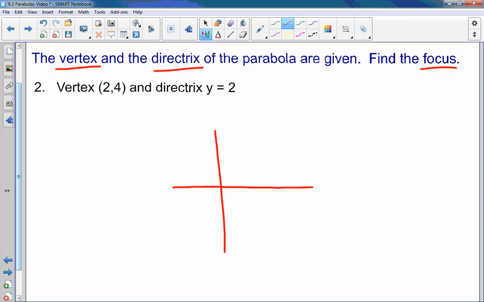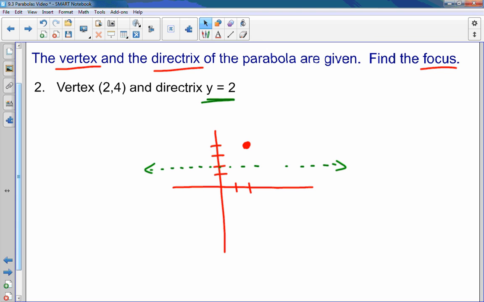The vertex is at 2, 4. 1, 2, 3, 4. Okay, the vertex is located right here. And the directrix is in the form of y equals 2. If you remember, a y equals line is going to be a horizontal line at y is equal to 2. Okay, now I'm given my vertex. My vertex is here in red, and my directrix is this green horizontal line.